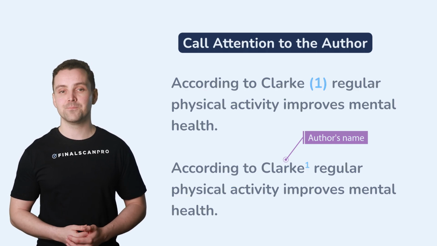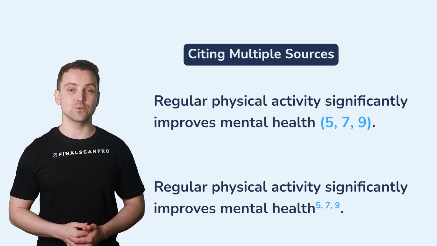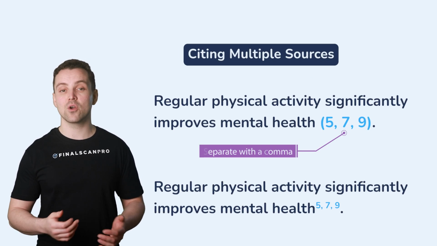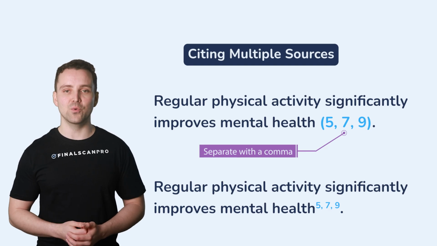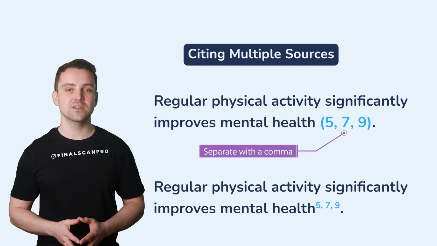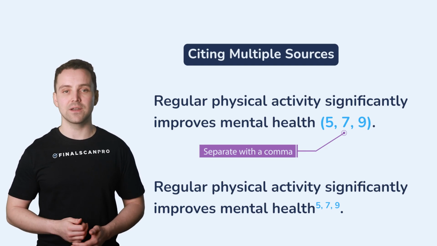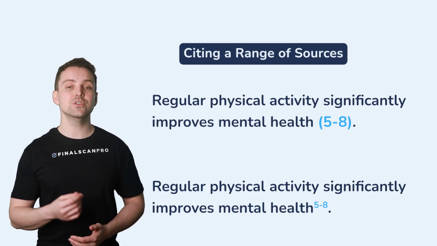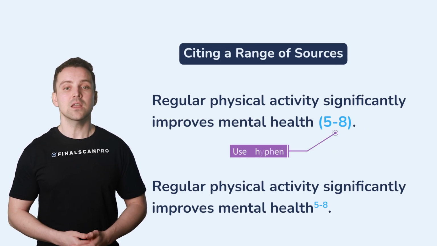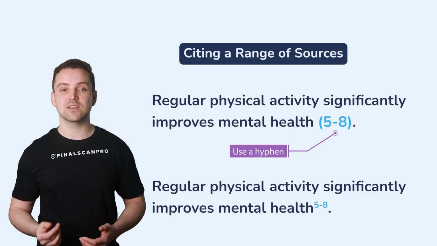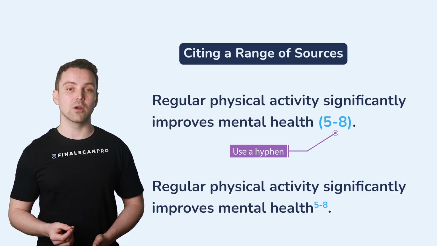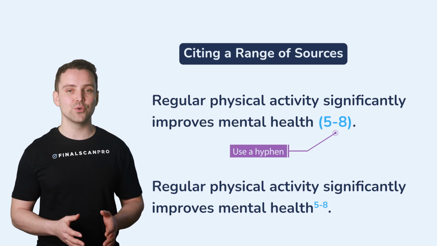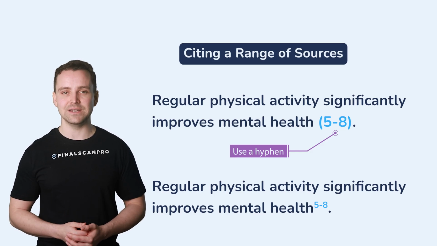improves mental health. If you want to cite multiple sources at the same point in the text, separate the citation numbers with commas. In this example, we've cited 3 sources, 5, 7, and 9. If the sources form a continuous range, you can use a hyphen instead. So instead of writing 5, 6, 7, and 8, you simply write 5 to 8. This keeps your citations short, clean, and easy to read.